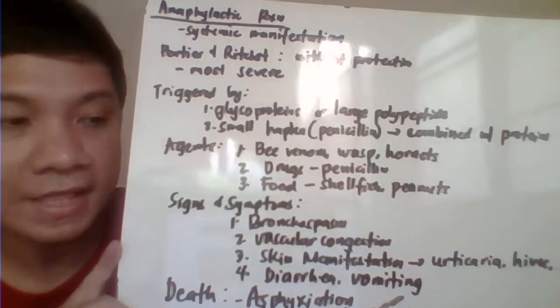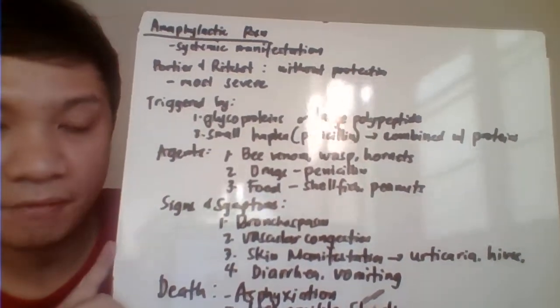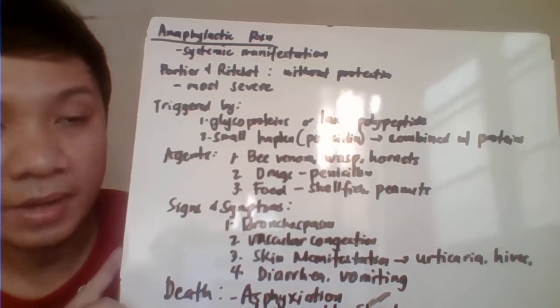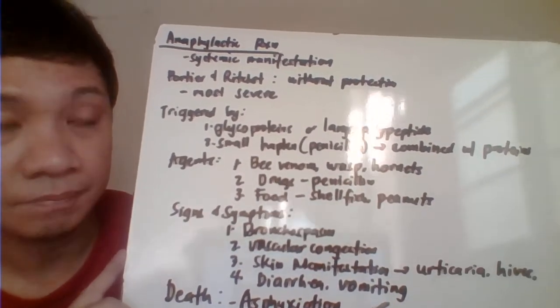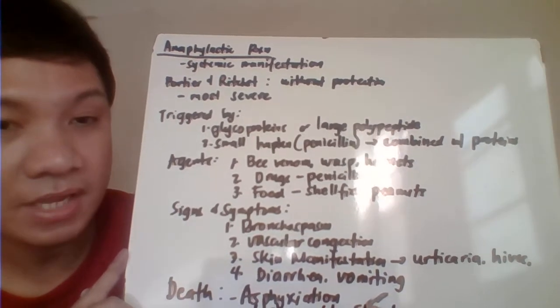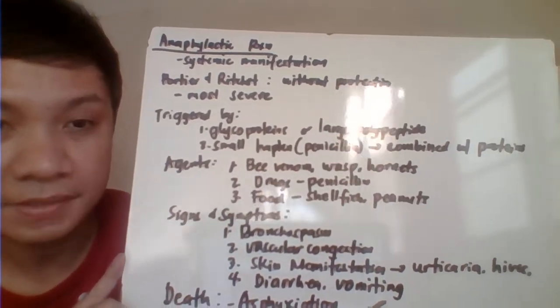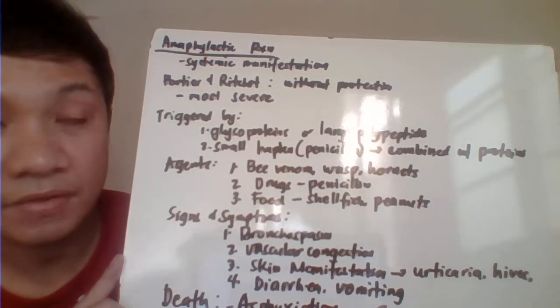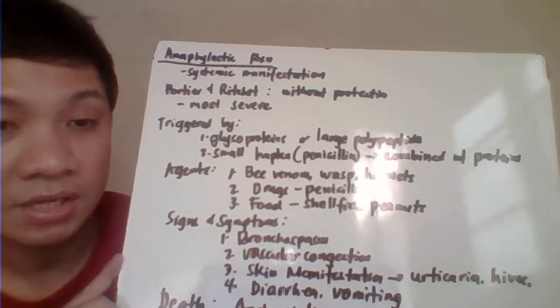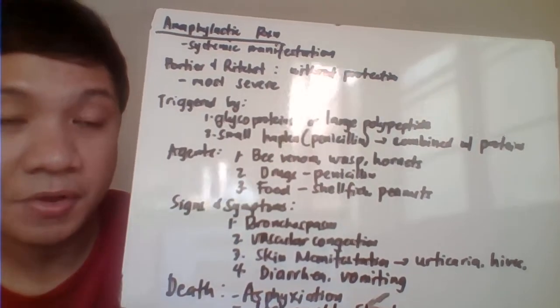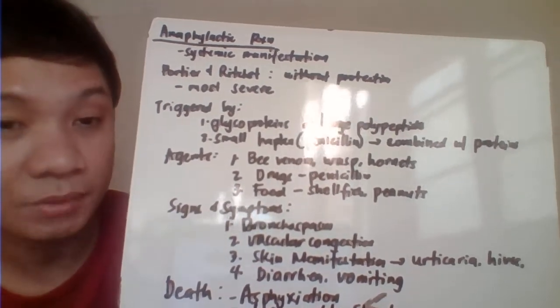Okay, so we have the manifestations or the types of your type 1 hypersensitivity reaction. First, we have your anaphylactic reaction. Anaphylactic reaction is considered to be the most severe form of your immediate hypersensitivity reaction because it involves systemic manifestation. Portier and Richet described anaphylaxis as 'without protection.'